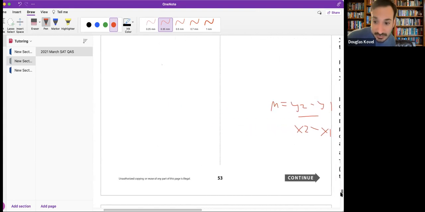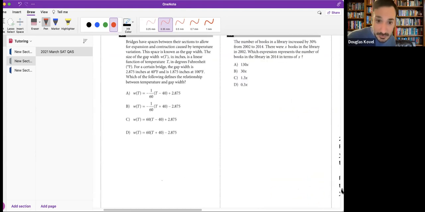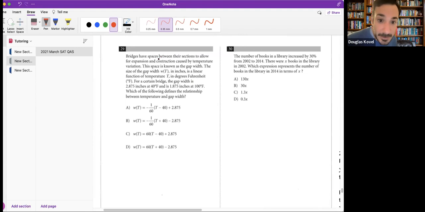All right, so now let's look at this question, which is a very similar situation, but instead of relating time and money, we're relating temperature and width. So it says here, bridges have spaces between their sections to allow for expansion and contraction caused by temperature variation. This space is known as the gap width. The size of the gap width in inches is a linear function of temperature, T, in degrees Fahrenheit. For a certain bridge, the gap width is 2.875 inches at 40 degrees Fahrenheit and is 1.875 inches at 100 degrees Fahrenheit. So we want to know which defines a linear relationship.